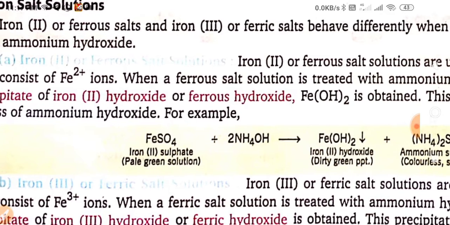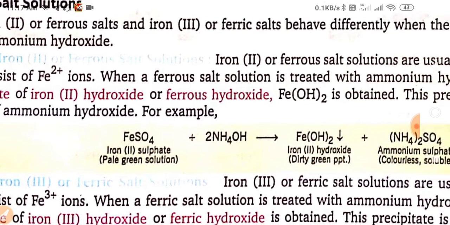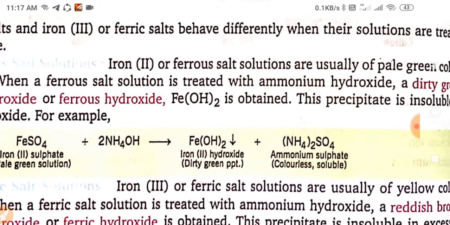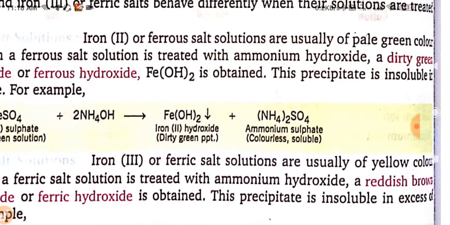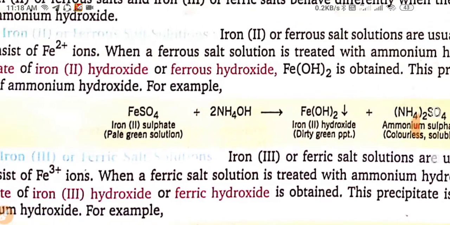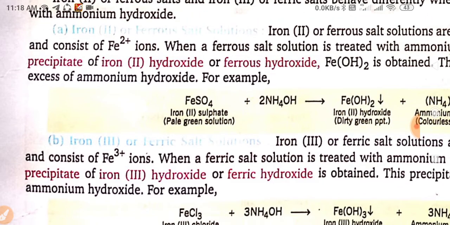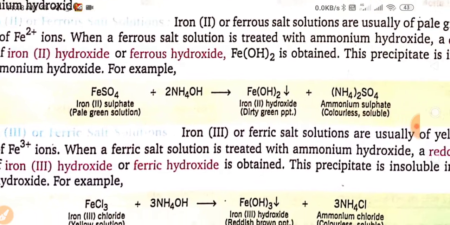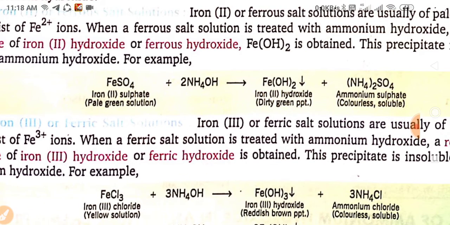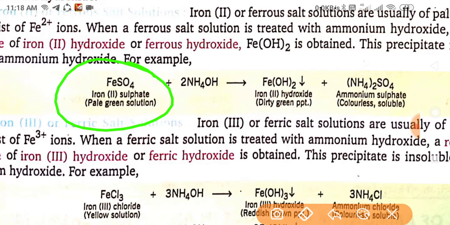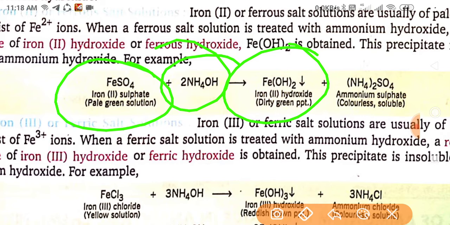First is iron 2, or ferrous salt solution. Ferrous salt solutions are usually of pale green color and consist of ferrous ions. When a ferrous salt solution is treated with ammonium hydroxide, a dirty green precipitate of iron hydroxide, or ferrous hydroxide, is obtained. This precipitate is insoluble in excess ammonium hydroxide. For example, iron sulfate, a pale green solution, reacts with ammonium hydroxide and forms iron hydroxide, a dirty green precipitate, and ammonium sulfate.